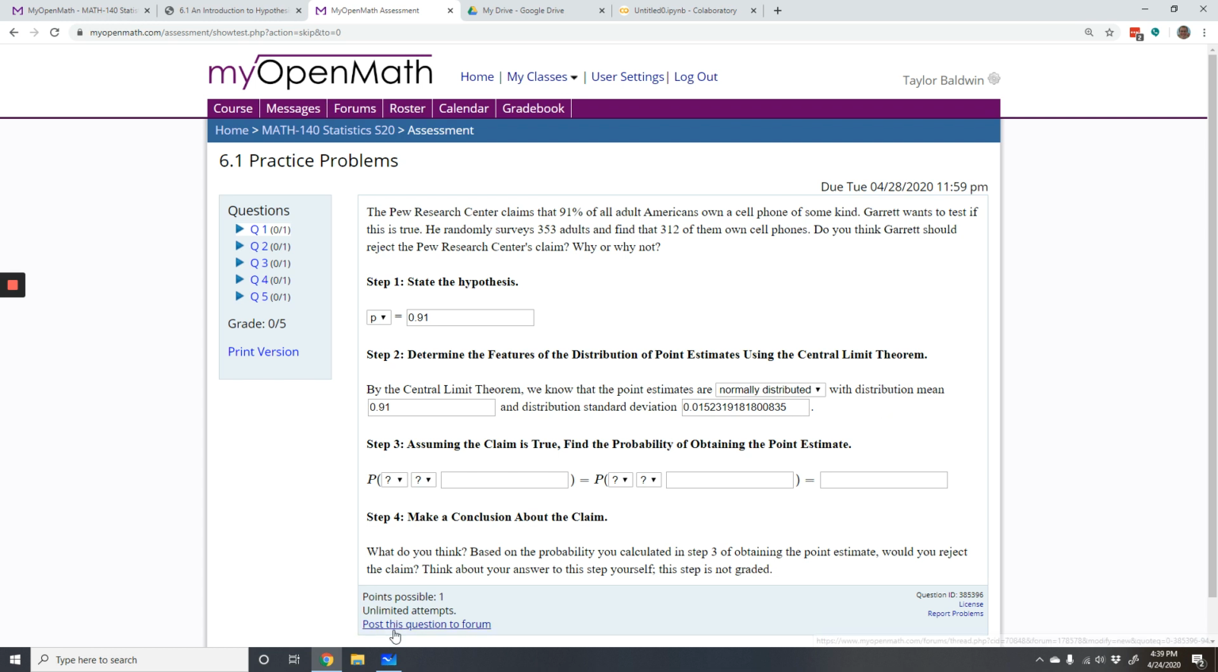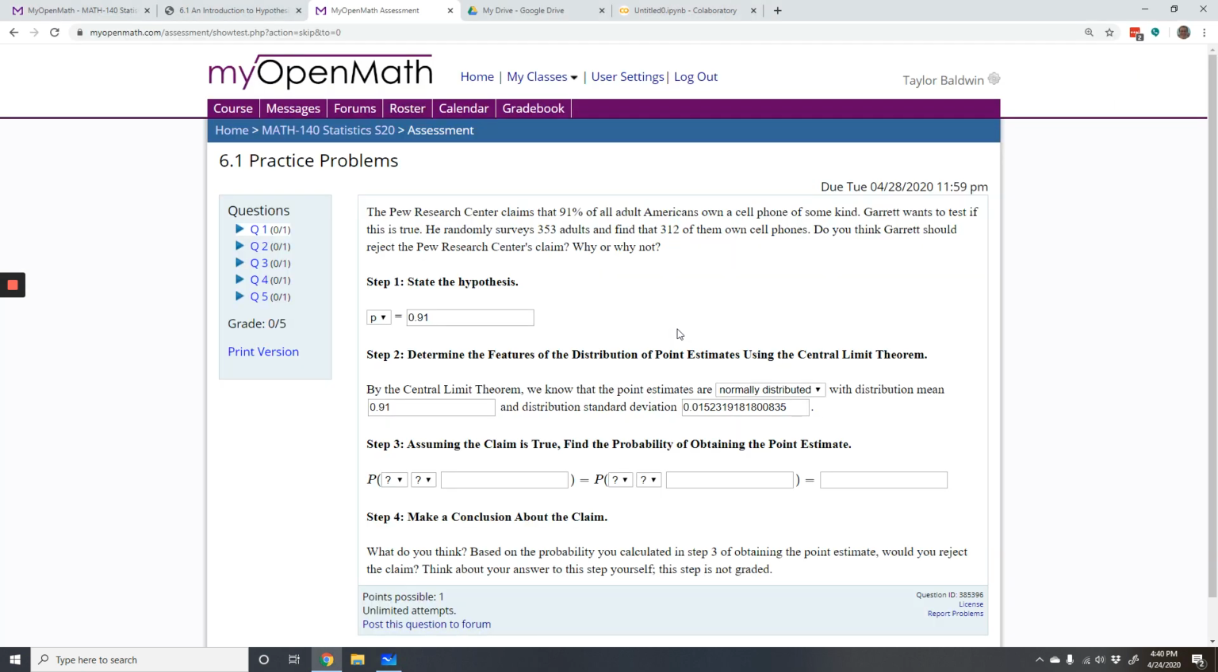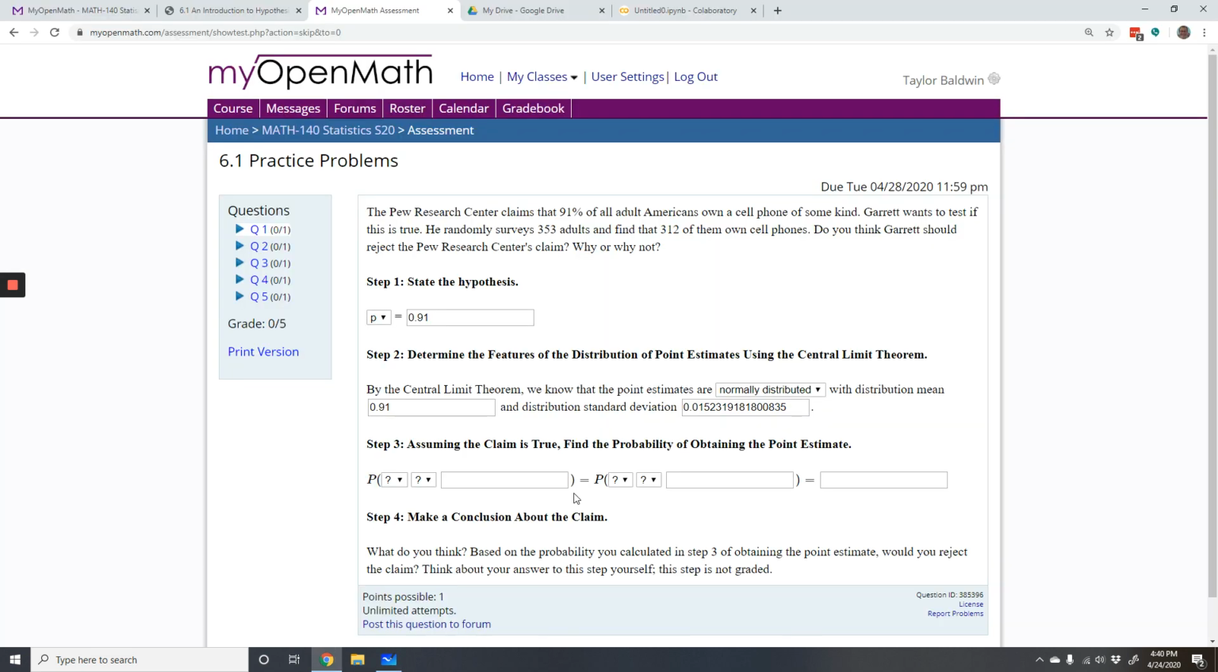I know how this is distributed. What that means is, in this case, my distribution of sample proportions is normally distributed with mean 0.91 and standard deviation about 0.0152. Okay, that's going to be important when calculating the probability.